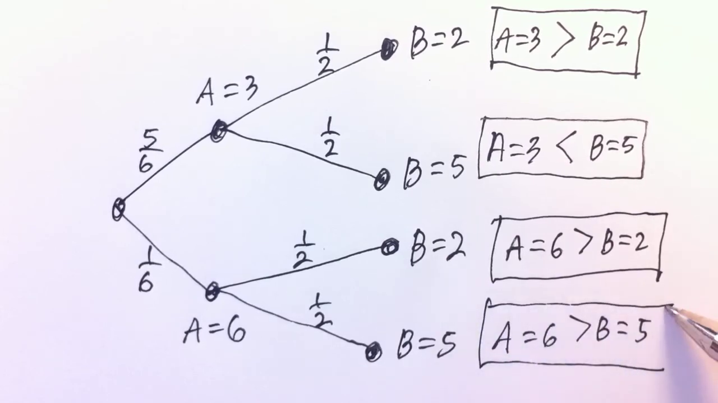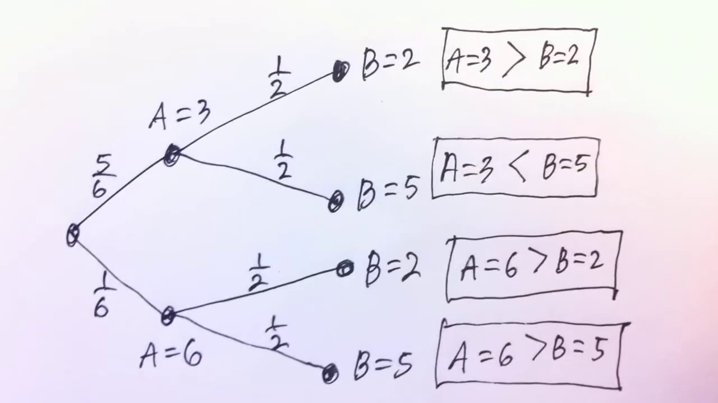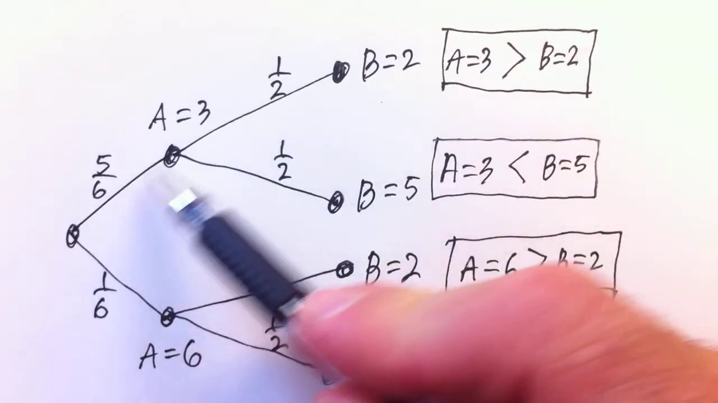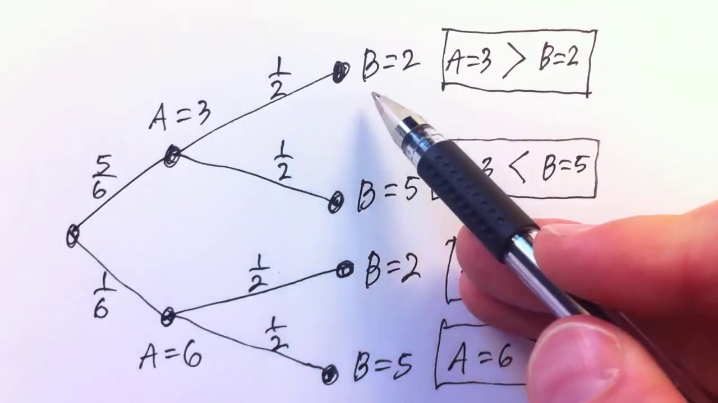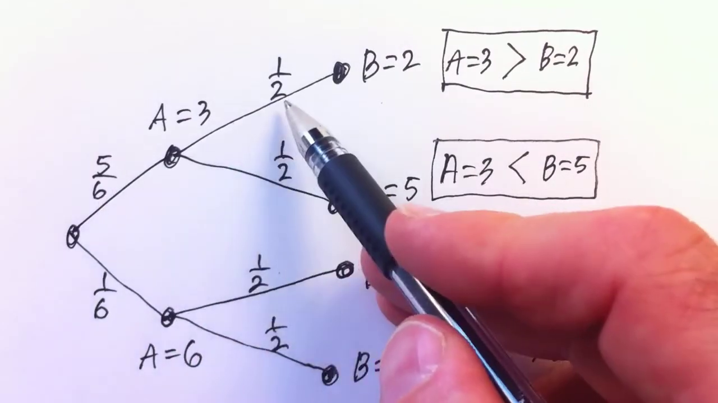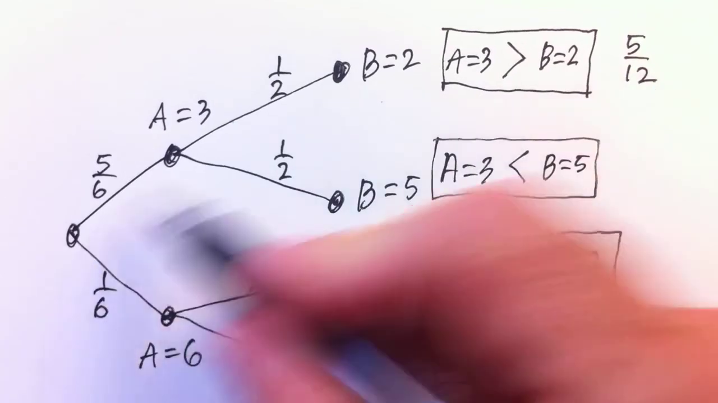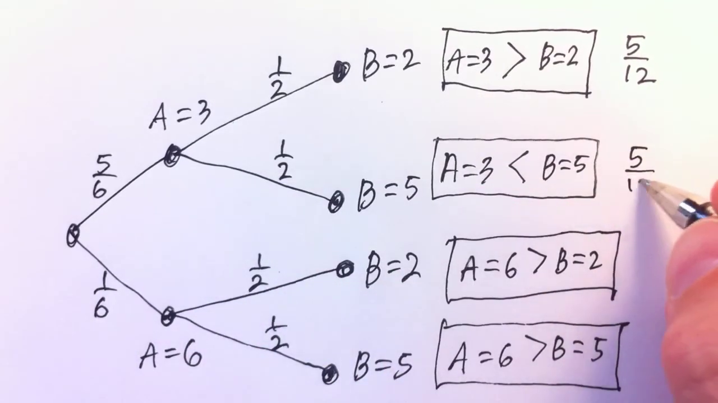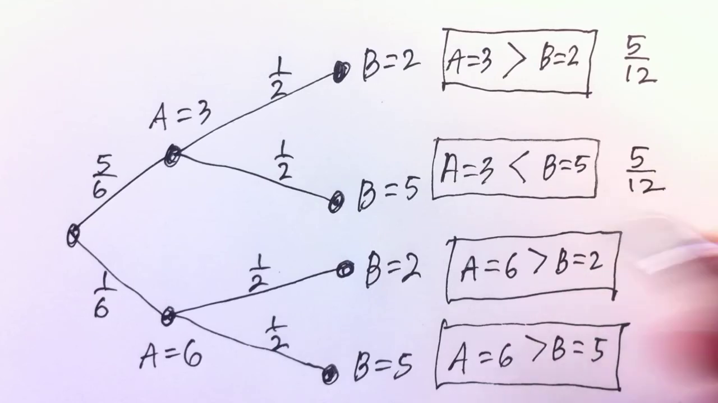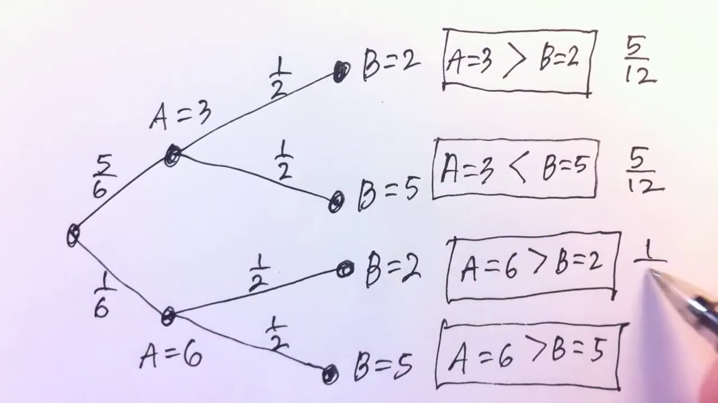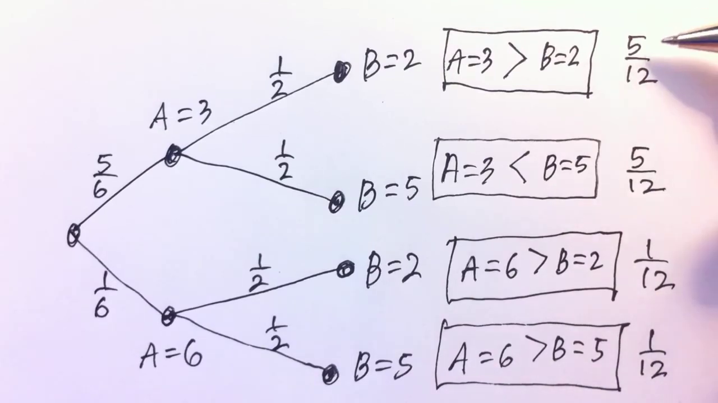If you calculate the probabilities of each of these occurring, it's simply going down and multiplying the probabilities along the paths of the tree. So that's 5/6 times 1/2, 5/12 probability. Again, 5/12, and 1/12 for the remaining two outcomes. When you're all done, all of these probabilities should add up to 1 because it describes, again, a sample space. And it's true, they add up to 1.